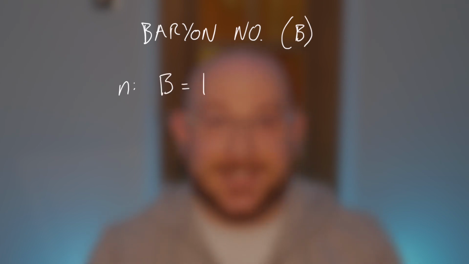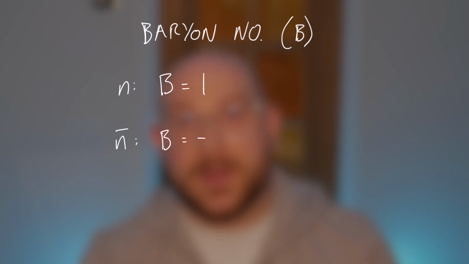The antineutron is an anti-baryon. It's made from 3 antiquarks. And therefore, although it has the same mass as a neutron and the same charge as a neutron because it's neutral, it has a -1 baryon number.